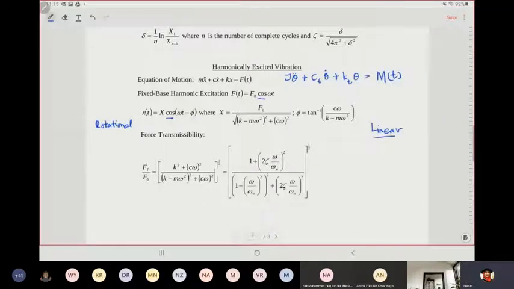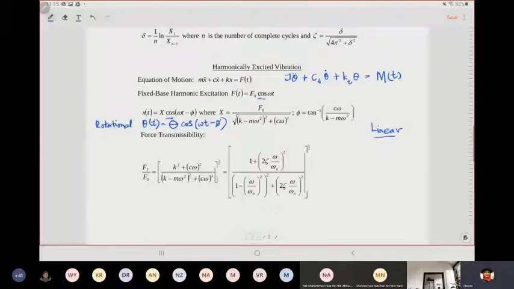Same as all these parameters: xt will become theta t. The capital X will become what? The capital theta. So this is how it looks. The response, the displacement, is now not in X but in theta, and the amplitude is not capital X but capital theta.